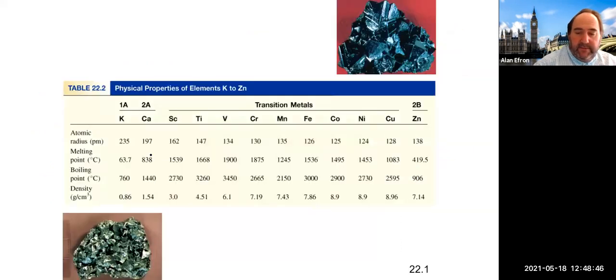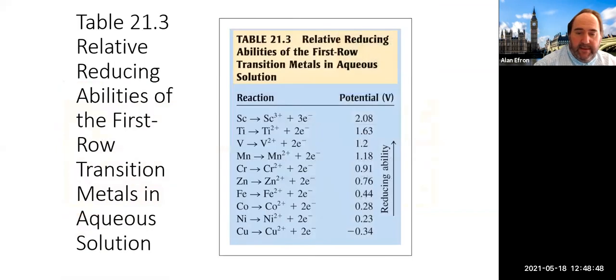Here's another table of some of the similar stuff we just talked about. This is the relative reducing ability of our first row transition metals. And you may be saying, wait a sec, this seems a little wrong. Isn't reducing ability something that's going to be my cathode, right? And you would say this guy is more positive, so he's going to be my cathode, and it's not.